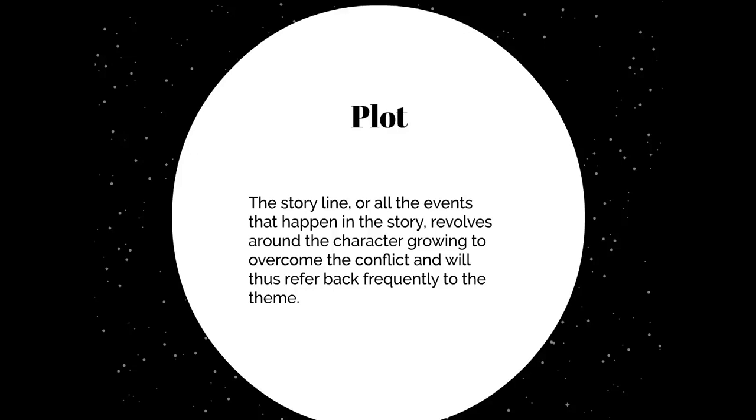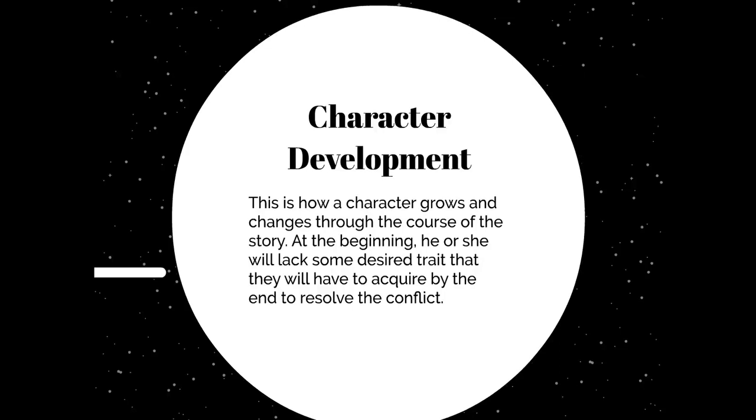Plot, or the storyline and everything that happens in the story, revolves around the character growing to overcome the conflict, and so it refers back to this theme frequently. And character development is how a character grows and changes through the course of the story. At the beginning, he or she will lack some desired trait that they have to acquire in order to resolve the conflict. So all of this ties back to theme.